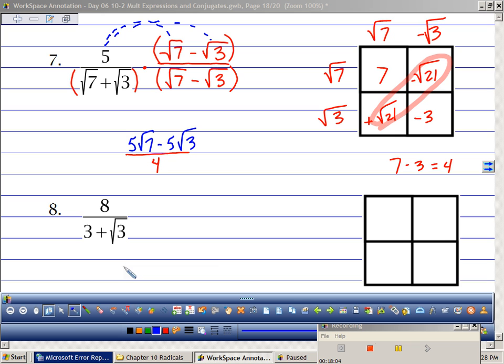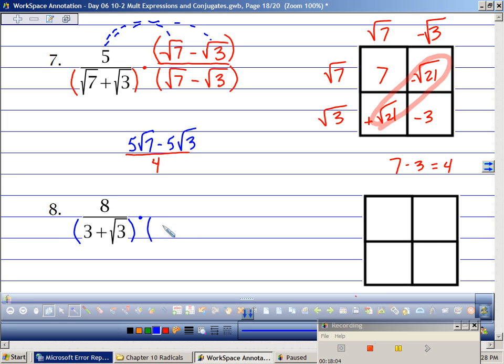Do you want to do this one yourself? No. Okay. What am I going to multiply by? 3 minus root 3. Not 3 minus 9 minus 3, right? Over 3 minus root 3. Let's figure out what that is. Some of you have already figured it out.